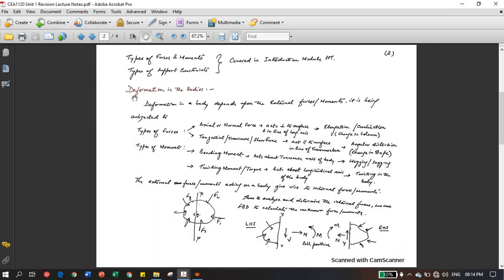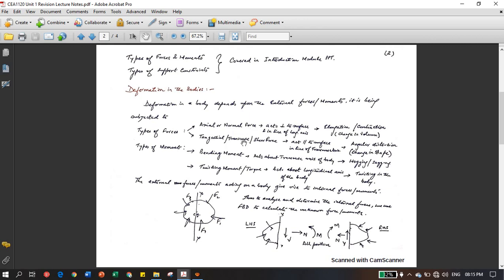So yes, see, deformation in the body is basically, due to the external forces or moment that are acting on a body, internal forces are going to develop inside the body as a reaction force. Okay, so we have different types of forces and different types of moments that are going to act inside the body. Where first is your axial force or normal force, that basically acts perpendicular to the surface. Okay, or you can say it acts along the longitudinal axis of the member.